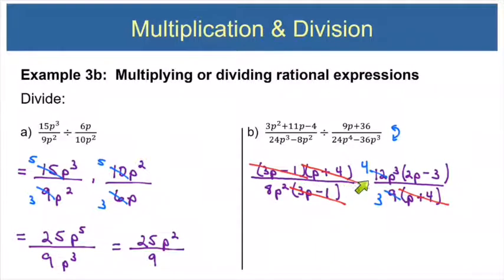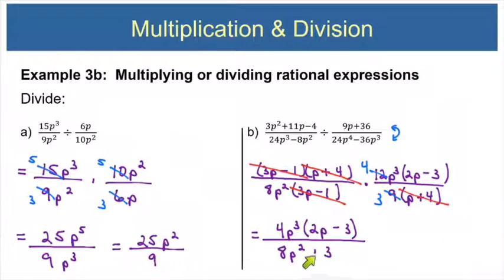So in the top, all that's left is 4p cubed times 2p minus 3. And in the bottom, what we have is 8 times p squared times 3. Now we know that 8 times 3 is 24, but I know I'm getting ready to reduce a little more, so I'm not even going to do that multiplying right now. Notice that 4 and 8 can both be divided by 4, and we're allowed to do that because 4 is definitely a factor of the top. It's 4 times the rest of that stuff, and 8 is a factor of the bottom. It's 8 times p squared times 3. So these are factors we can reduce with these.